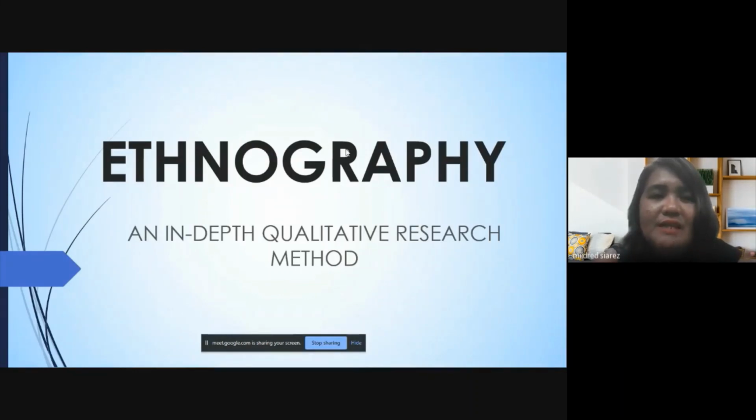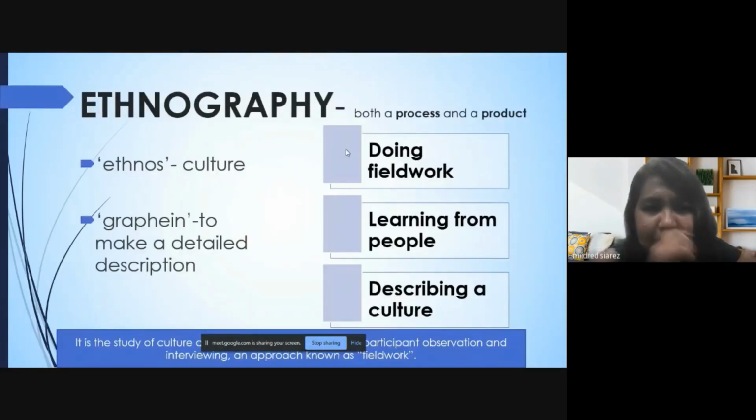That is ethnography. Ethno came from two Greek words, ethnos and graphin. Ethnos means culture and graphin means to make a detailed description. So you make a detailed description of the culture. So ethnography is both a process and a product.